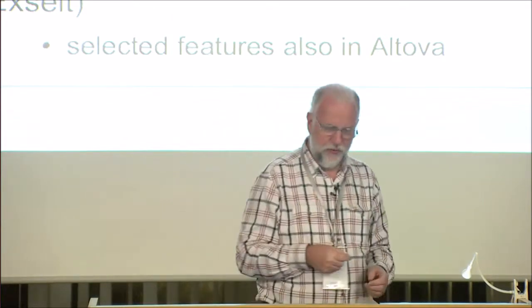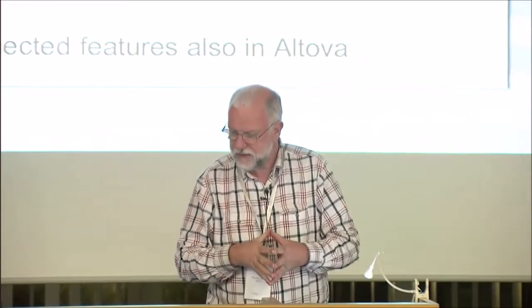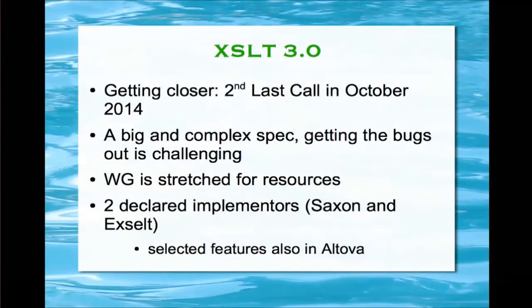So XSLT 3 is finally getting closer. The second last call was in October. It is a very big and complex spec. That has a number of implications. One is that it takes a long time to get it finished, because there's a lot of scope for getting the bugs out, and a lot of tests that need to be written and debugged. The tests inevitably find bugs in the spec that need to be fixed. So that's that whole process of getting the spec up to production quality.